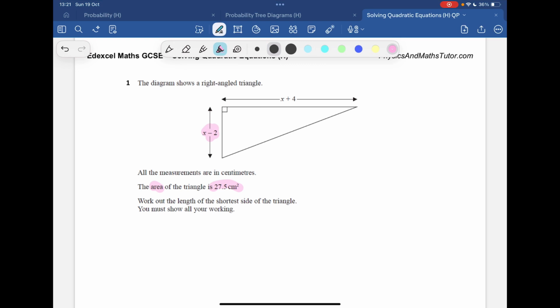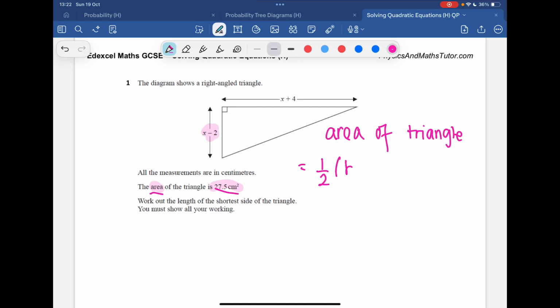So the key to questions like this, where maybe we mightn't be as sure where to start, always look at the actual numerical information that you've been given. You've been given that for a reason. So here we've got the area. We know that the area of a triangle is half the base times the height. This is where we're going to start.